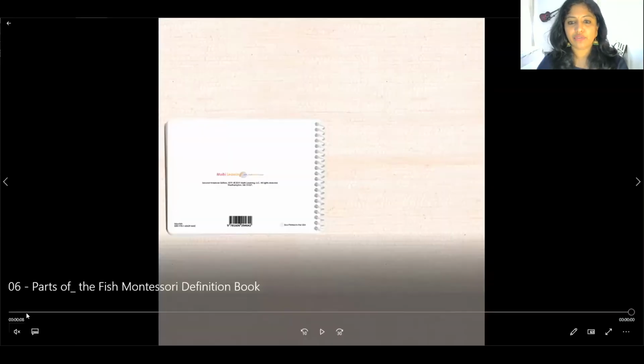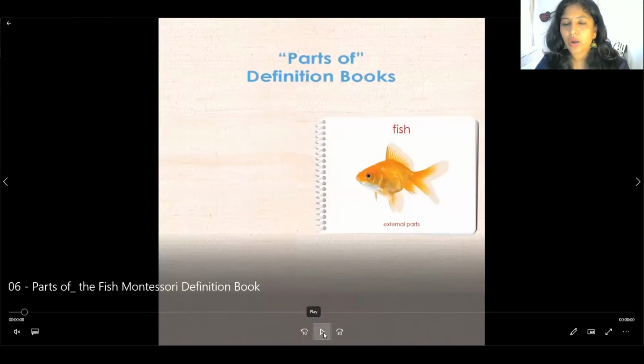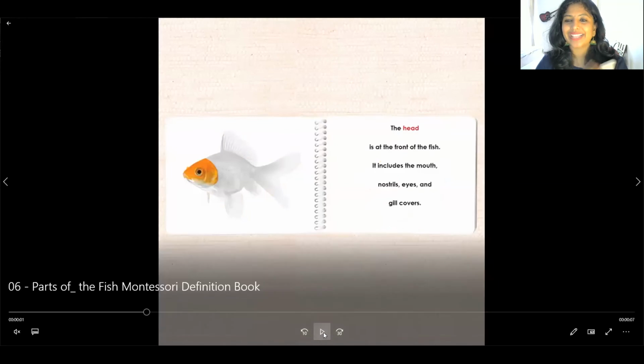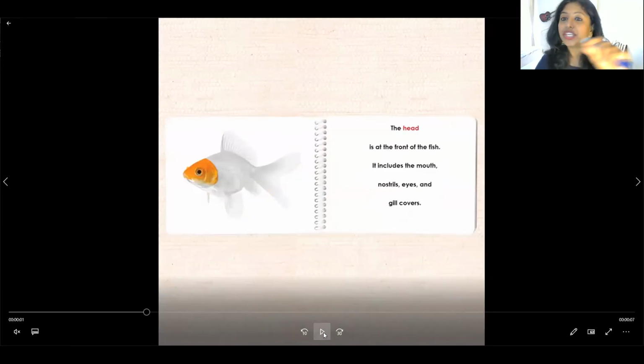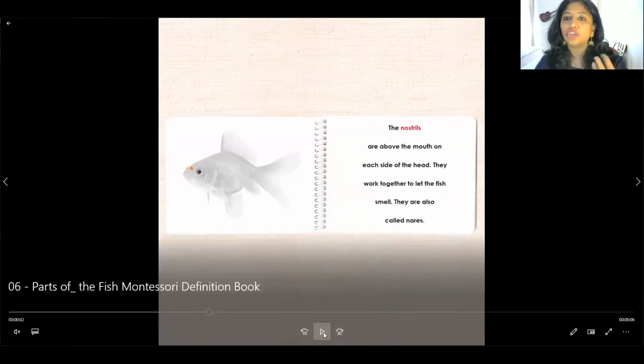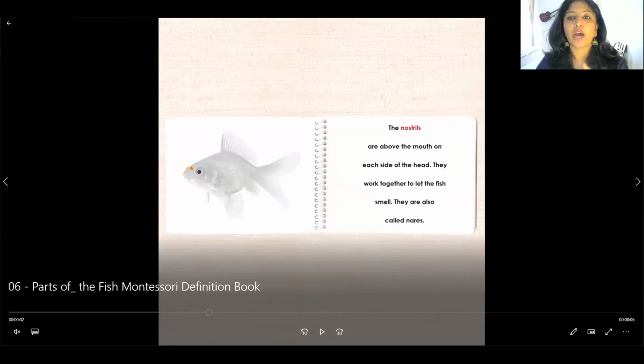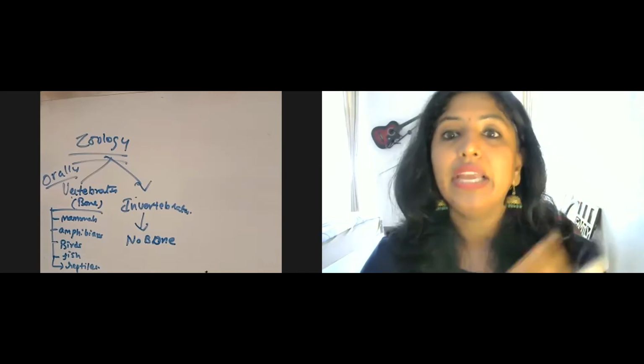Now, say, for example, if I'm trying to make a book on parts of a fish, my page can say, okay, this is the head. Now, what is a head? I write the definition. Head is at the front of the fish. It includes the mouth, the nostrils, eyes, and the gill covers. Then if I want to talk about the nostrils, nostrils are above the mouth on each side of the head. They work together to let the fish smell. They're also called nares. So you start giving the definitions of the particular object that you have. So this is also one part of your definition book that you have to create.